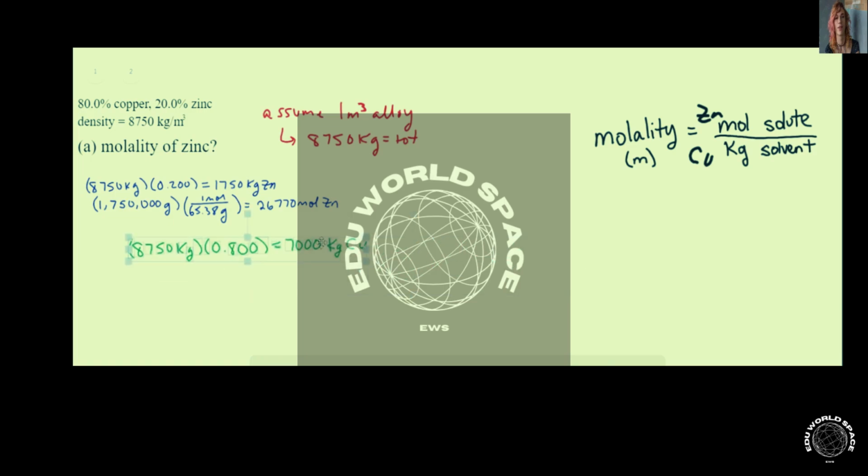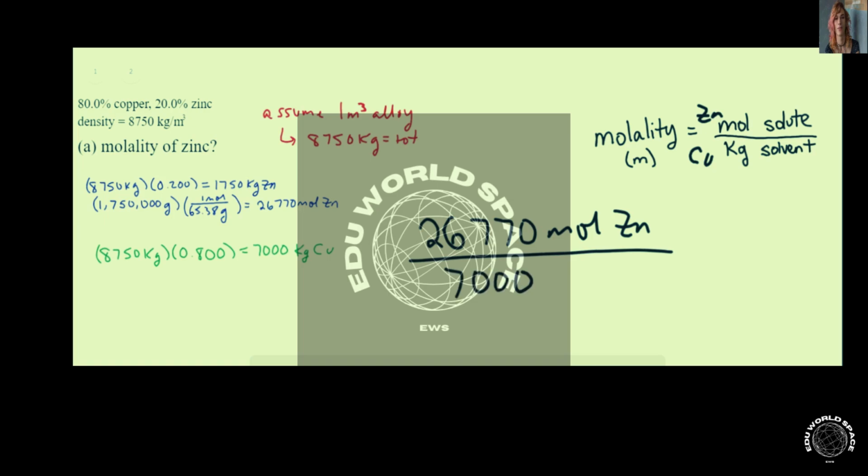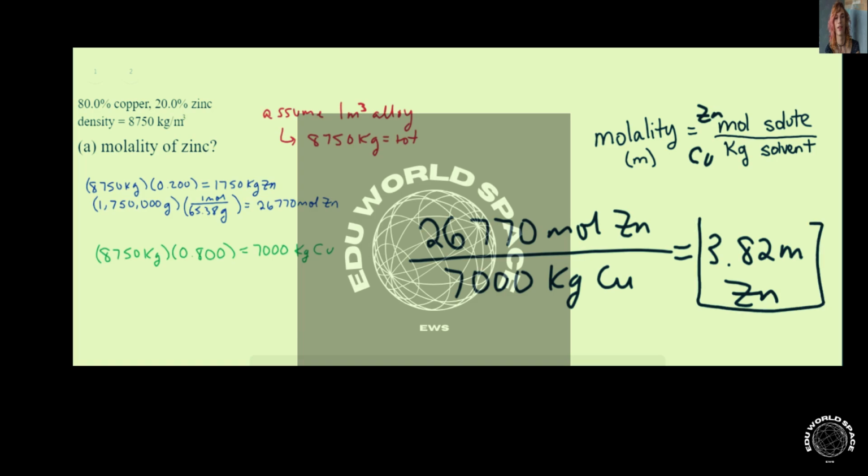And now we have moles of zinc, kilograms of copper. So we're going to write the molality as 26,770 moles of zinc divided by 7,000 kilograms of copper. That's equal to 3.82 molal, that's a lowercase m, zinc, where molal stands for moles for every kilogram.